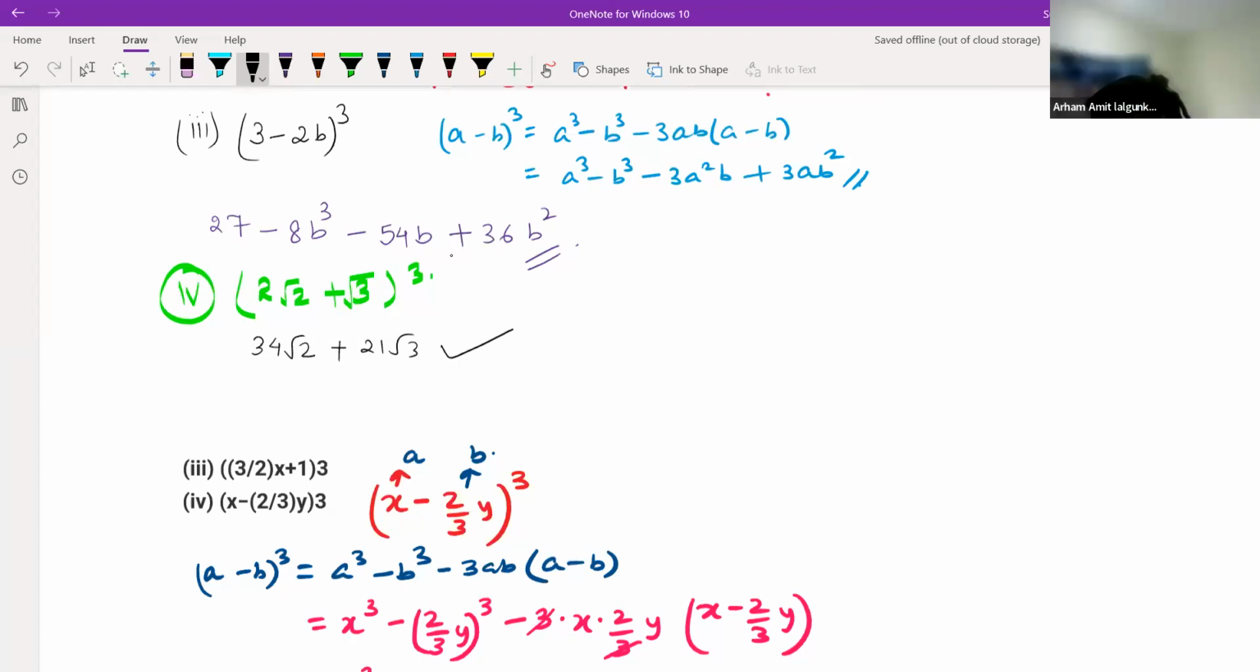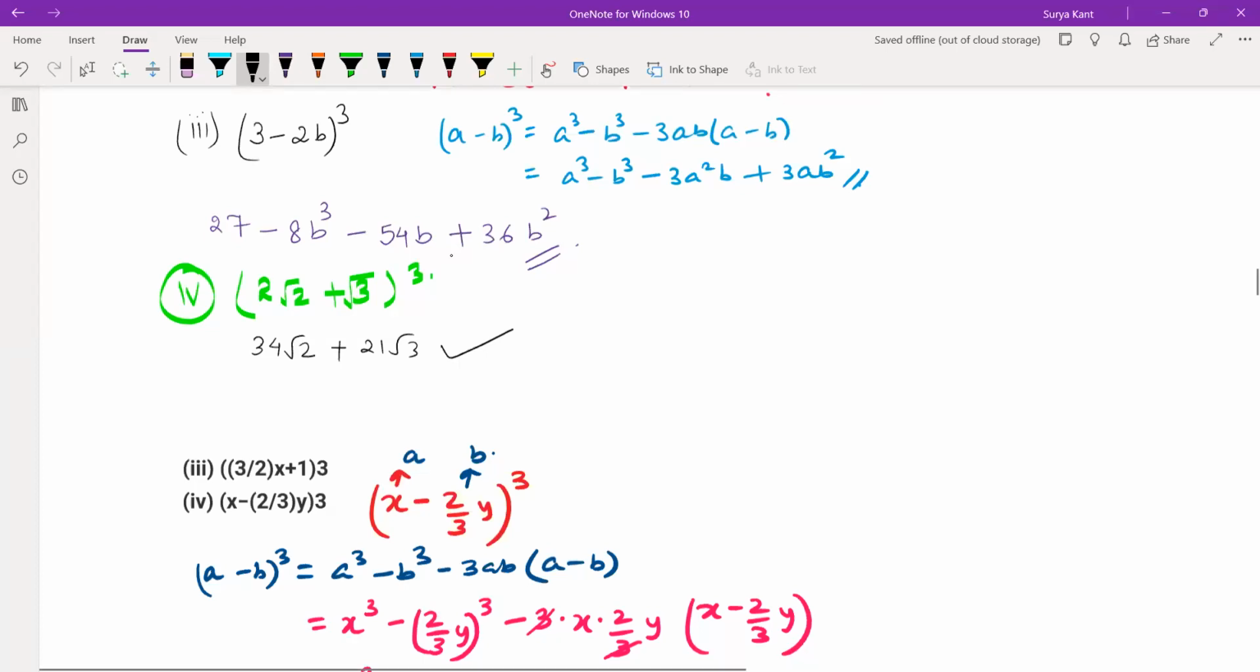Okay. Sir, I got 34 root 3 plus... No, something wrong. No, sir, I messed up. Sir, I got it. No, like I messed up too. I'll solve over here, okay?